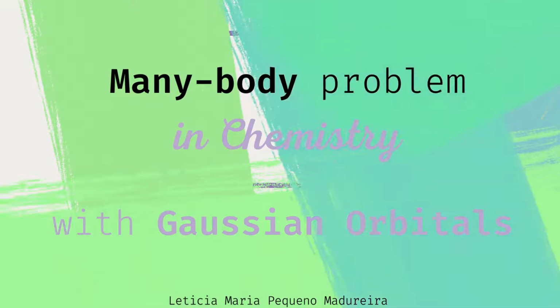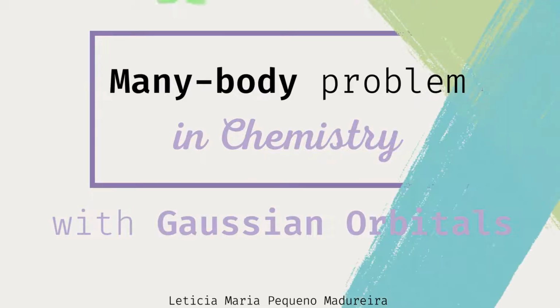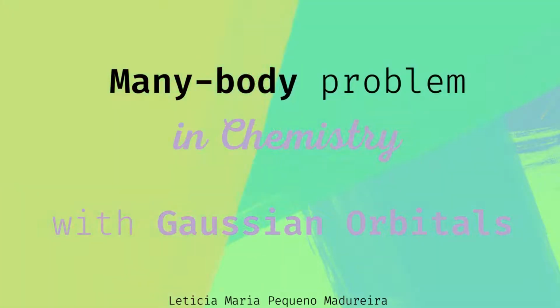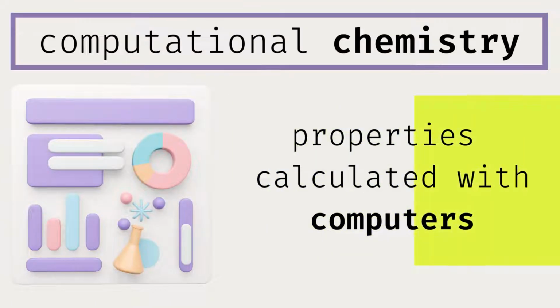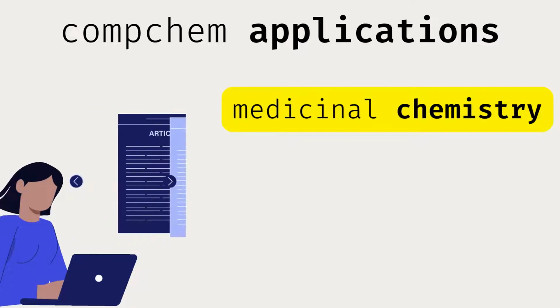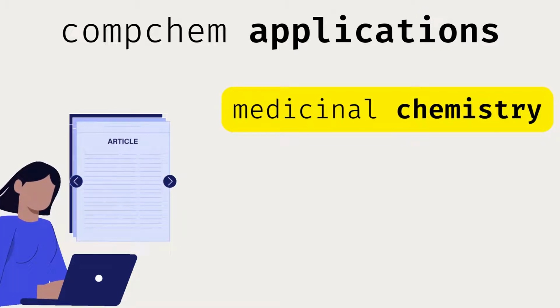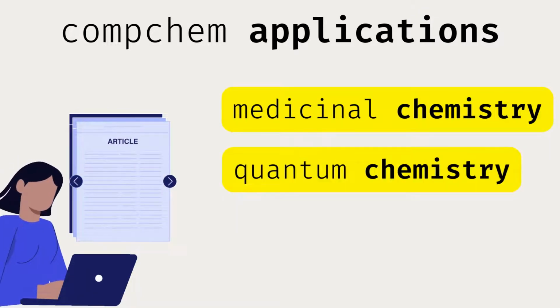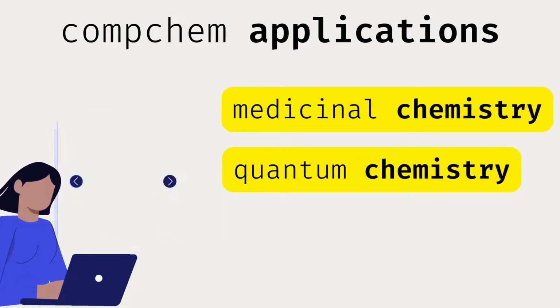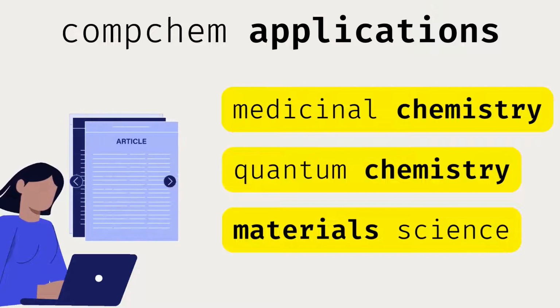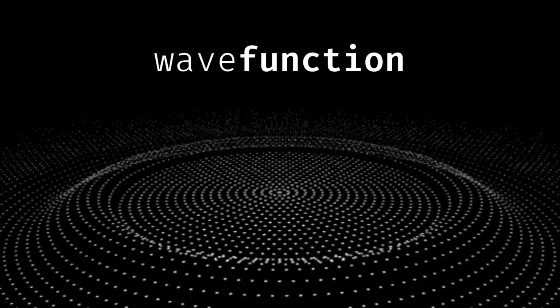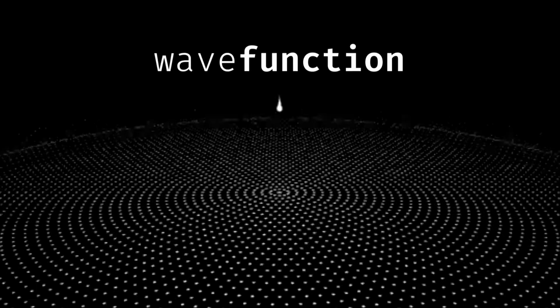Today I will present to you my solution to the multi-body problem in chemistry using Gaussian orbitals. In computational chemistry, physical properties are calculated by computers instead of obtaining them experimentally. For example, computational chemistry can be applied to medicinal chemistry, material science, and method development in quantum chemistry. All these properties are taken from the wave function of the system you want to study.